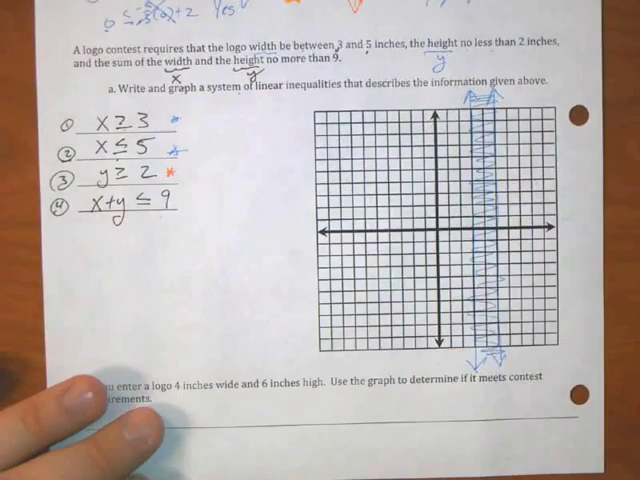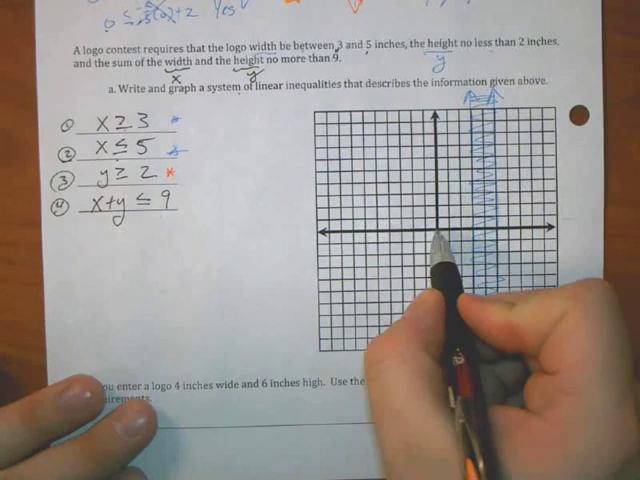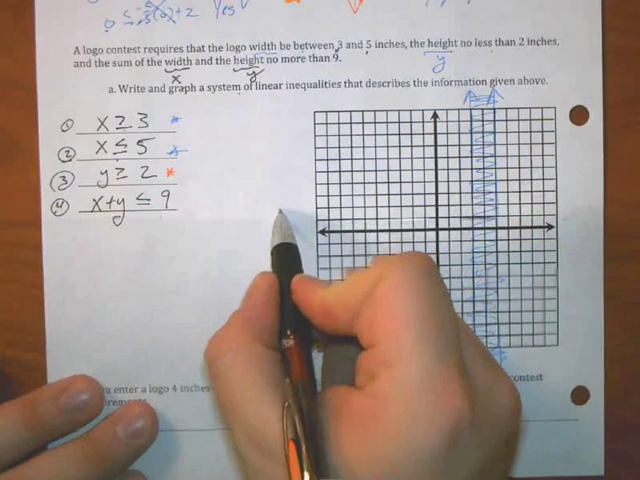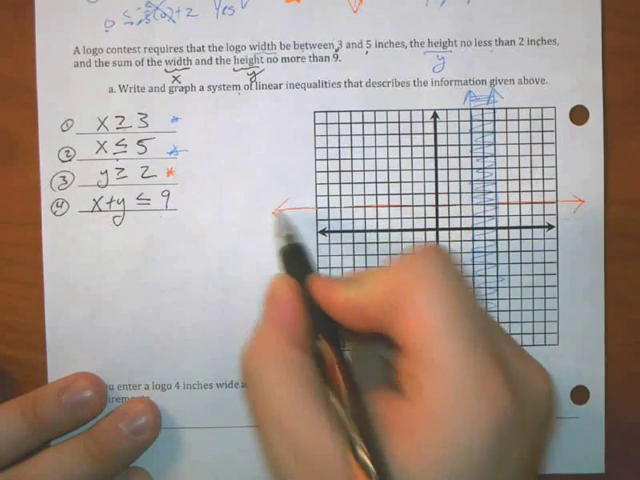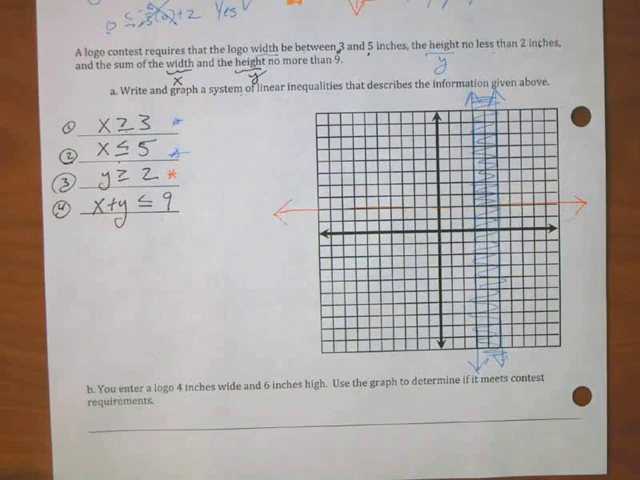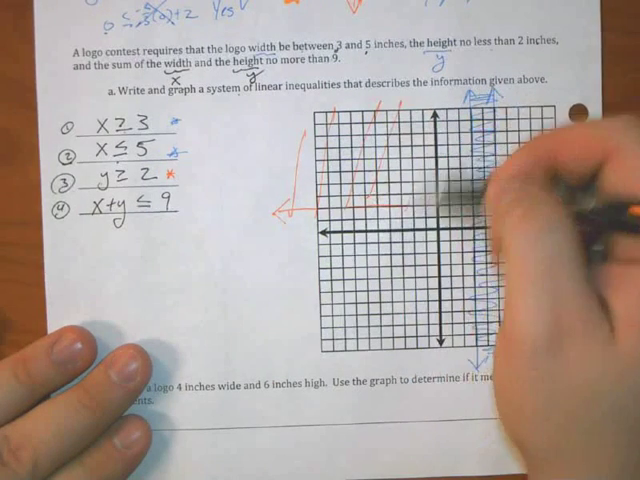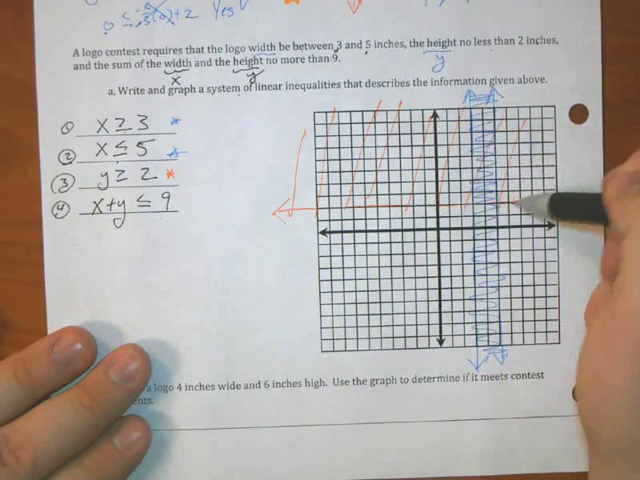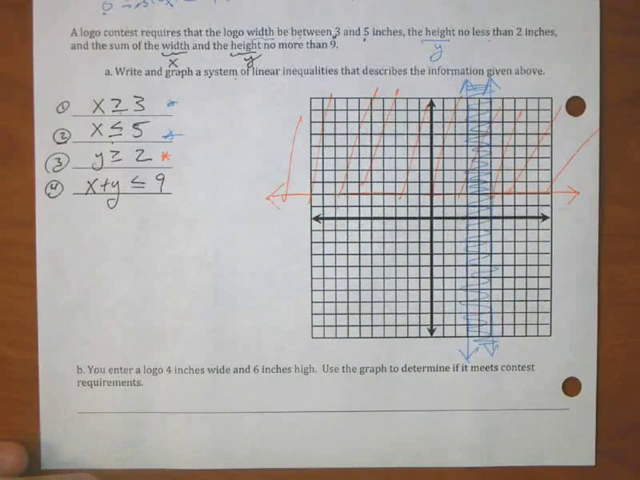Y is bigger than or equal to 2. So if I find a horizontal line through 2, y is greater than 2. That's everything that's bigger than 2, or above the line.